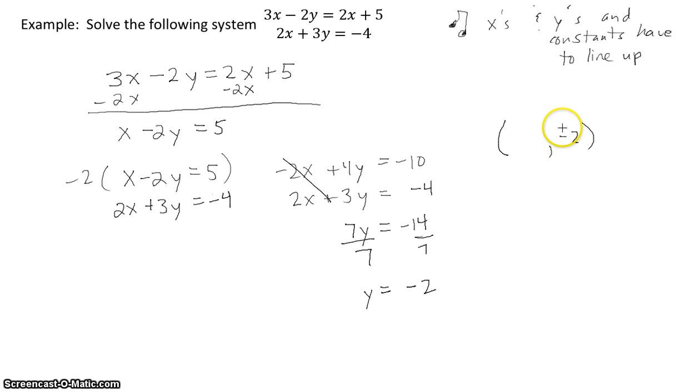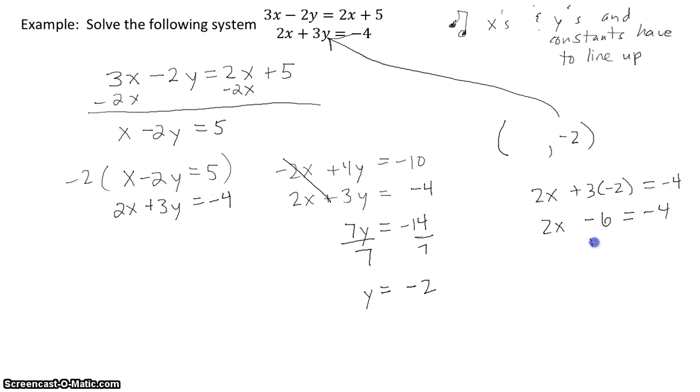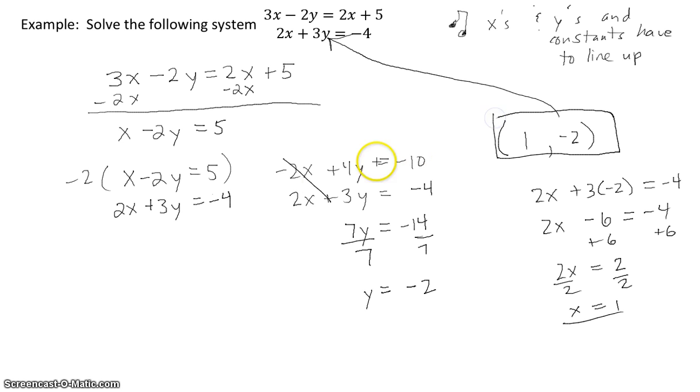Now I can plug this in if I want to, or I can use the elimination process again. I'm going to plug it in right here for y. So I have 2x plus 3 times negative 2 equals negative 4. So I have 2x minus 6 equals negative 4. I add 6, I have 2x equals 2. Divide by 2, and I get x is equal to 1. So my answer for that is 1 comma negative 2.